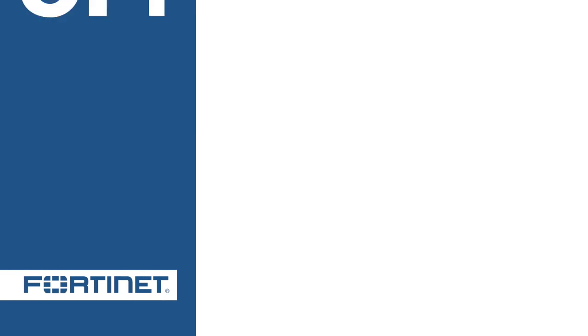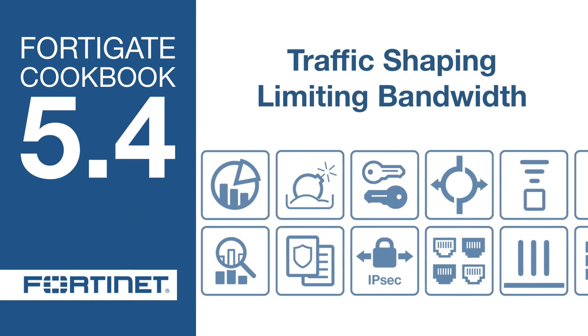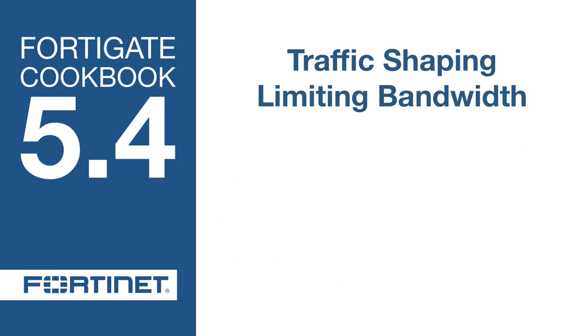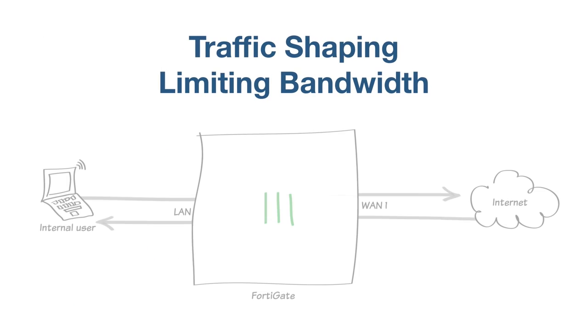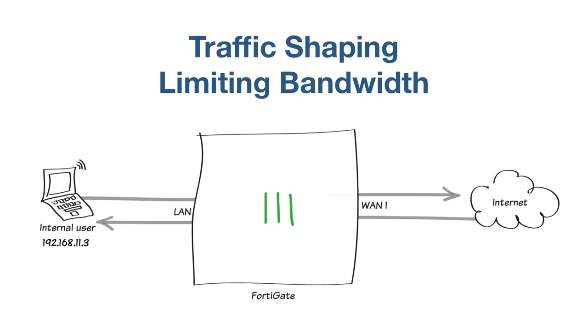In this video, you'll learn how to use traffic shaping on your FortiGate to limit the bandwidth for a specific IP address. When a particular IP address on your network is using too many resources, you can prevent that IP from consuming your bandwidth indiscriminately.